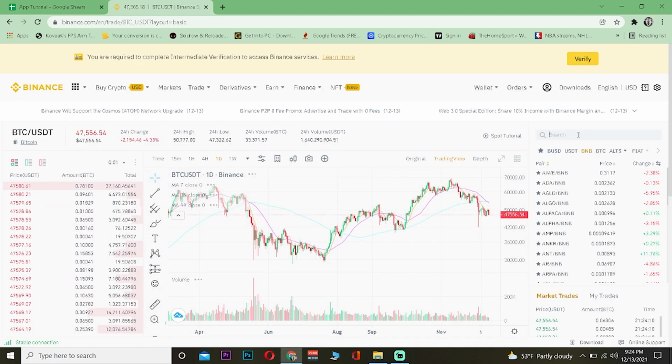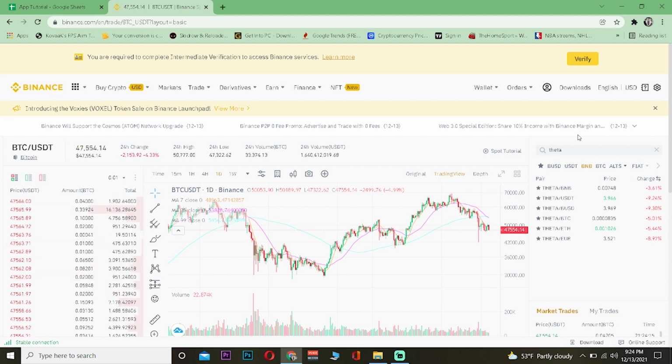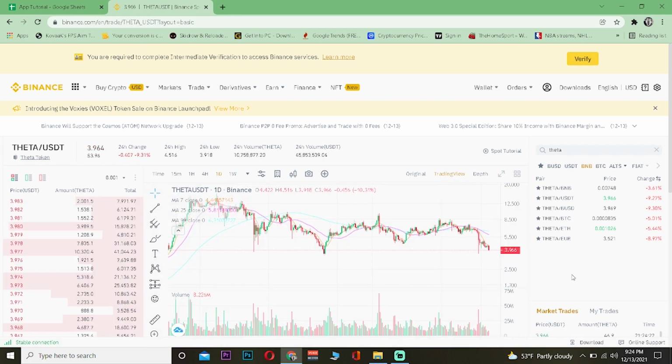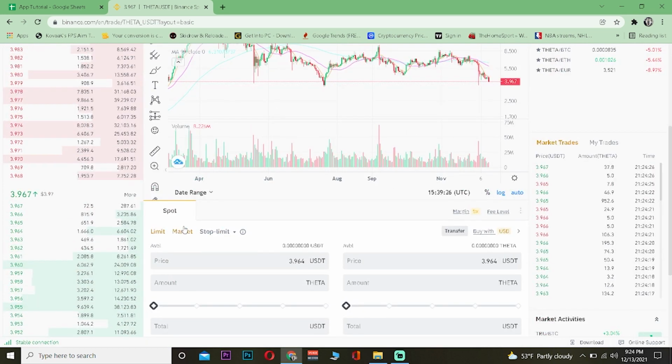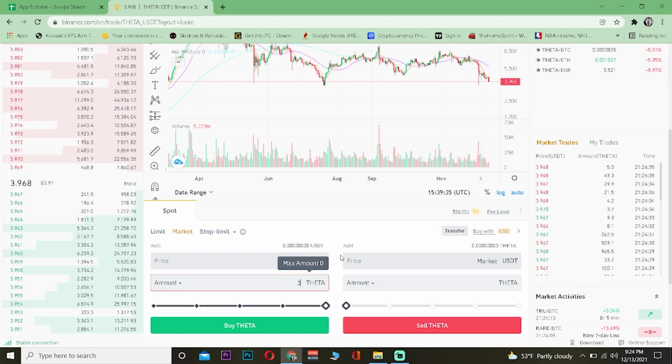And over here where it says search, you want to search for THETA, Theta, because that's what we want to buy. And after you write Theta, there's going to be a lot shown over here. So you want to choose which crypto you want to use. I want to use USDT, so I'm going to click on Theta/USDT. After you do that, scroll a bit down and go on market. Market basically means you are going to buy Theta at its current price, which is its market price, all right? And enter the number of Theta you want to buy, and then click on buy Theta, and the Theta will be bought. And if you know how to use limit and stop limit, you can as well, but market is easy, all right?